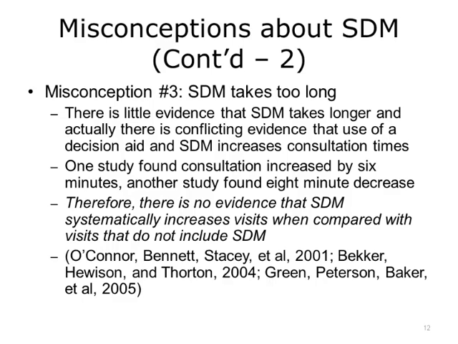With respect to the use of patient decision aids to facilitate SDM, trials cited in the Cochrane database of systematic reviews found conflicting evidence that use of a decision aid increases consultation times. One study found consultations increased by 6 minutes when a decision aid and shared decision-making were used. Another study found interaction time was 8 minutes shorter when similar consultation techniques were used. Therefore, there is no evidence that SDM systematically increases visits when compared with visits that do not include SDM.